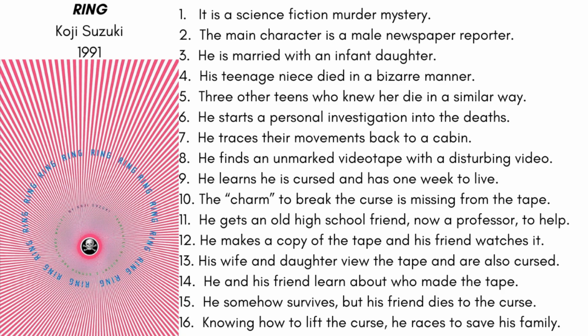Number 11, he gets an old high school friend, now a professor, to help. Number 12, he makes a copy of the tape and his friend watches it. Number 13, his wife and daughter view the tape and are also cursed. Number 14, he and his friend learn about who made the tape. Number 15, he somehow survives, but his friend dies to the curse. Number 16, knowing how to lift the curse, he races to save his family.